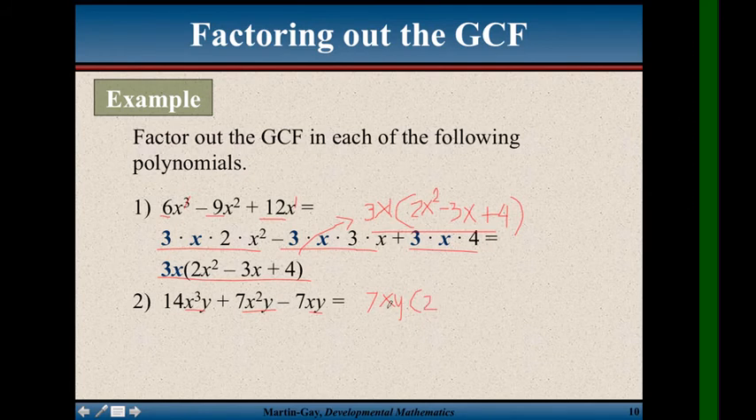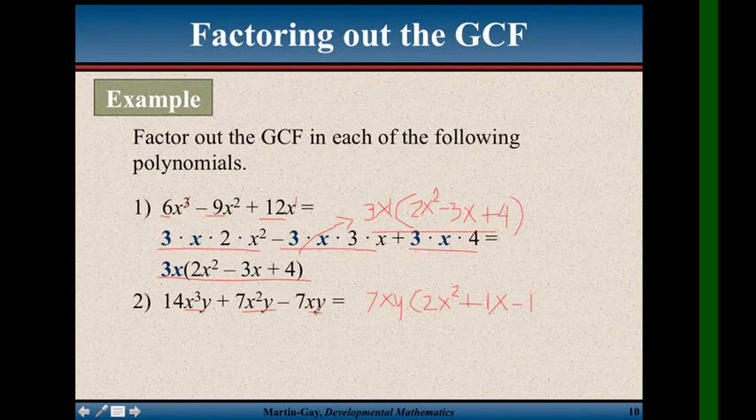And then we have x cubed divided by x, so we have x squared. Right? And then we have y divided by y, that's 0. So y raised to 0 is equal to 1. So obviously that's 1. Plus 7 divided by 7 is 1. And then x cubed divided by x is x. And then y divided by y is y raised to 0 again. Minus 7 divided by 7 is 1.